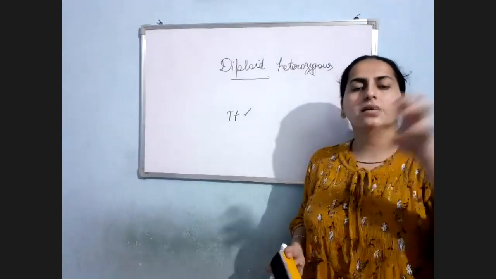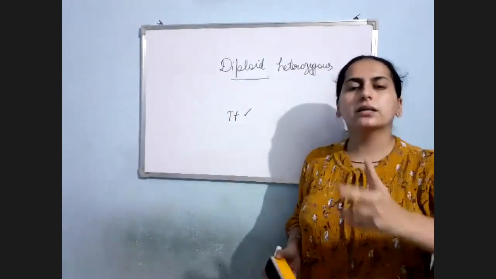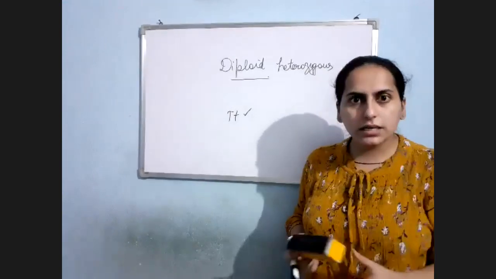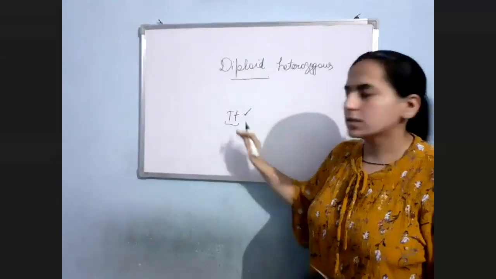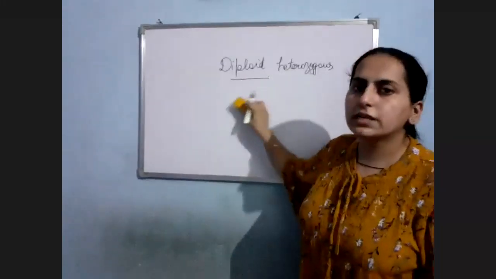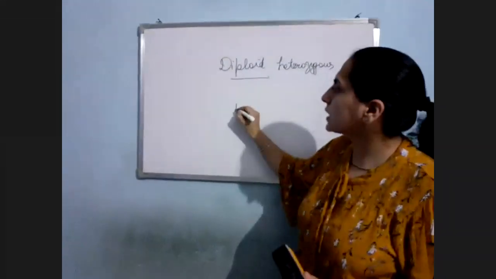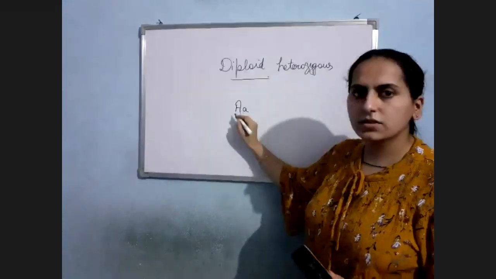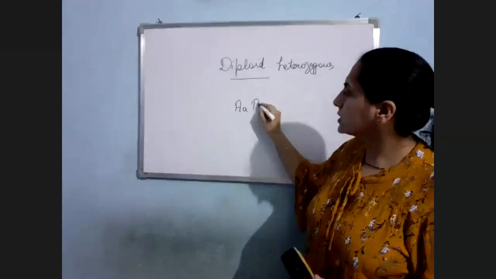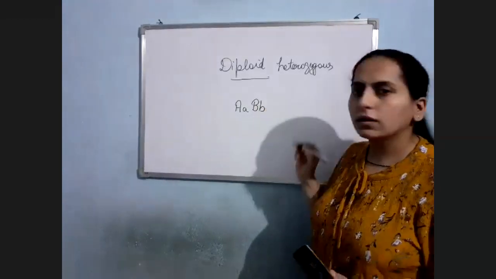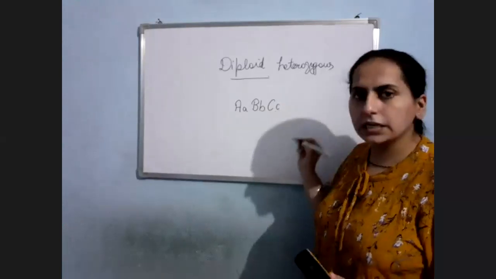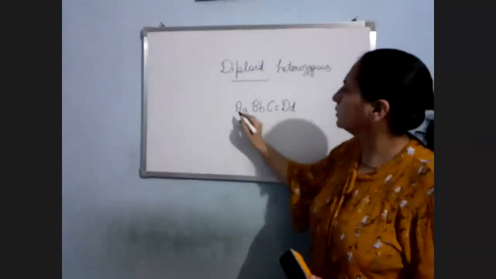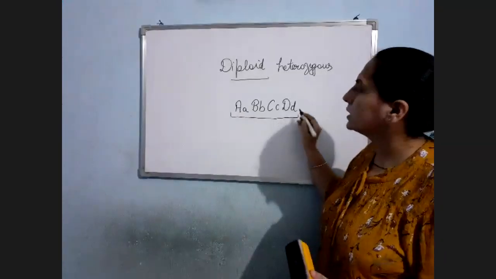Okay, loci means the fixed position of a gene. So basically they are talking about the 4 genes. These are the different forms of a gene. Suppose there is one gene, now I have to take 4 different genes. Suppose first is capital A, small a. Second is capital B, small b. Third is capital C, small c. And fourth is capital D, small d. So basically, this is the condition in the parent.